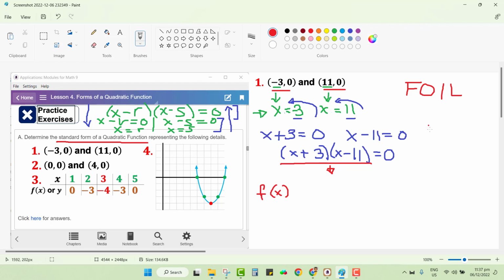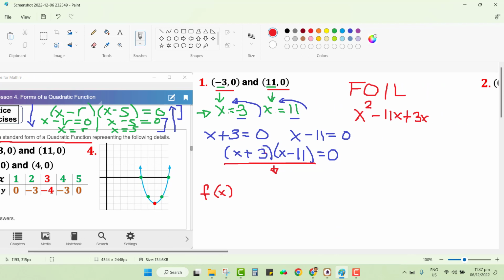So we are using the FOIL method. We'll have x squared, x times negative 11, negative 11x, 3 times x is plus 3x, and then you will have here 3 times negative 11, minus 33, equal to 0. And you will get the form x squared minus 8x minus 33 equal to 0.